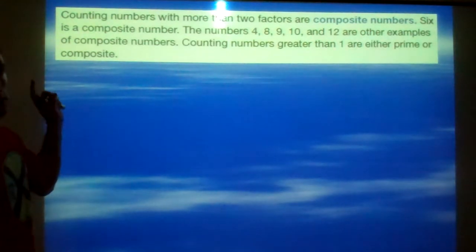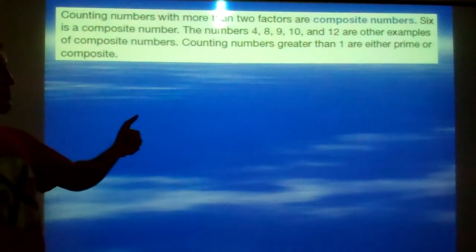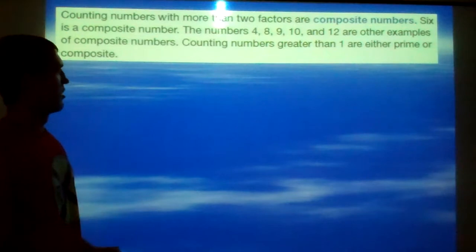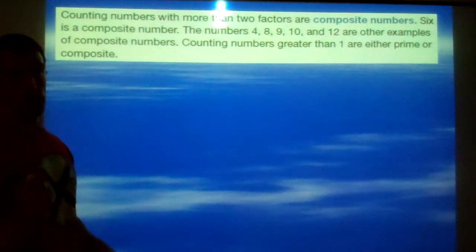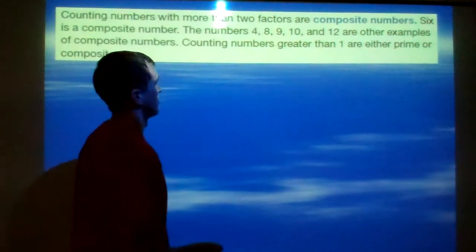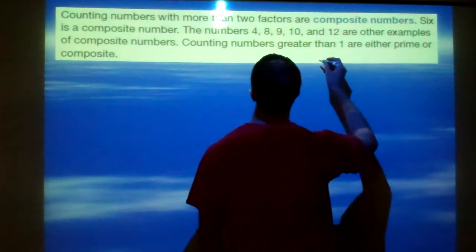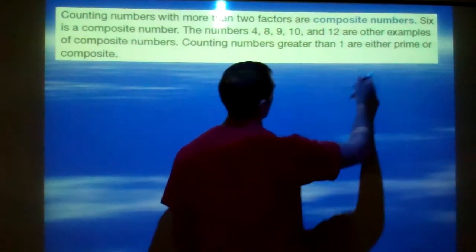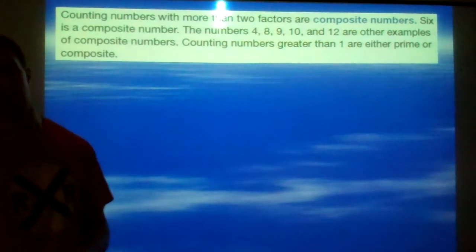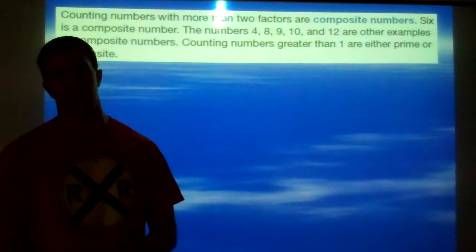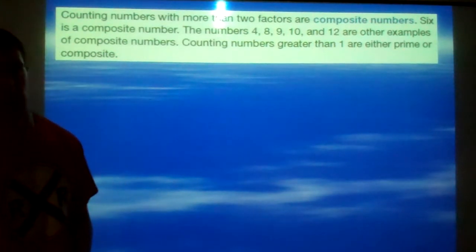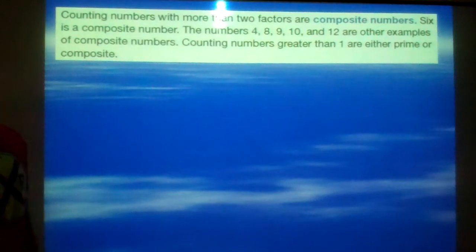Okay, so counting numbers with more than 2 factors are composite numbers. It's also good to point out where I said that 1 is not a prime number, but it's also not composite. So it's neither. Counting numbers greater than 1 are either prime or composite. So they either have to be composite or prime, and 1 is neither prime nor composite. So 1 doesn't fit in either category. 1 is the loneliest number.